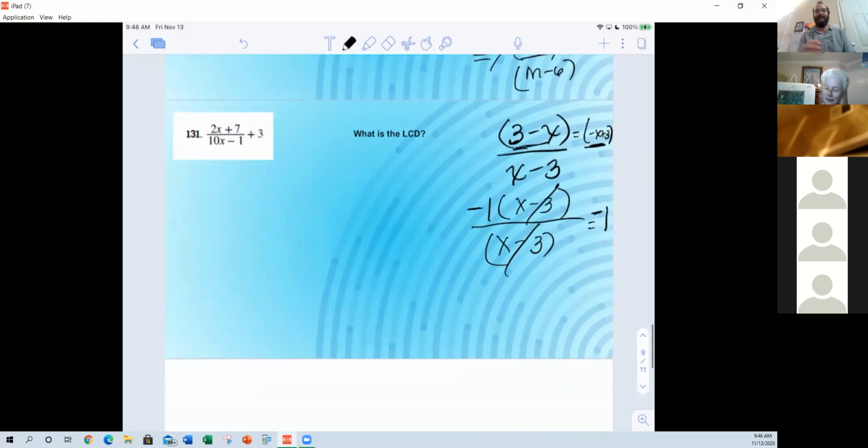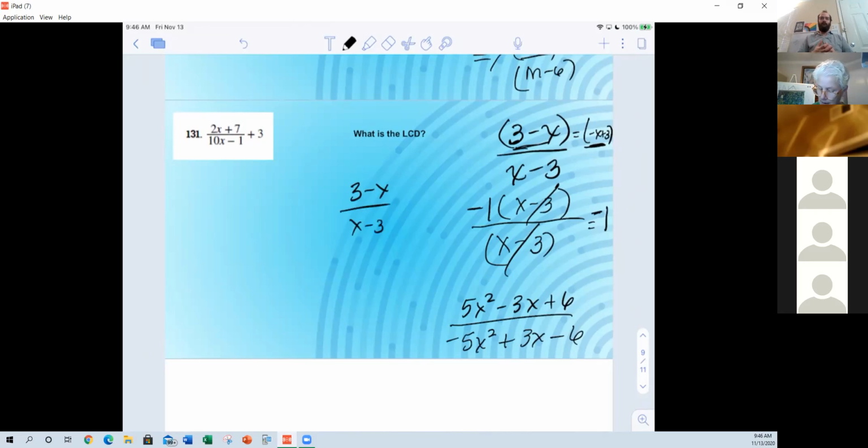So one thing, if you notice, for example, let's say you had 5x squared minus 3x plus 6 over -5x squared plus 3x minus 6. If you notice that the polynomial in the numerator and the polynomial in the denominator are exactly the same, except signs are opposite, it'll always come out to be a -1. So if you look at this one, 3 minus x over x minus 3, that would be the same thing as -x plus 3 over x minus 3, right? And they're exactly the same, except all the signs are opposite. So that means it's always going to be -1.